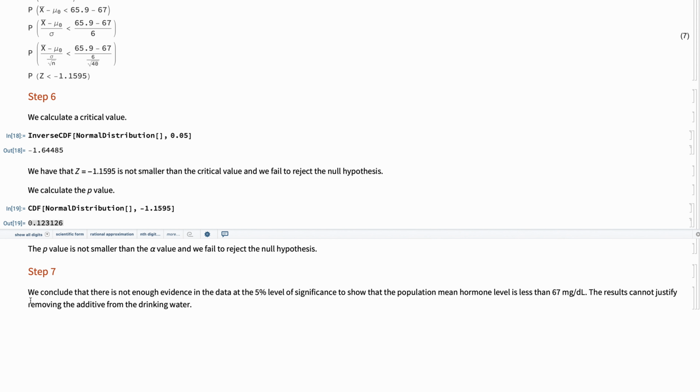So we're going to conclude that there is not enough evidence in the data at the 5% level of significance to show that the population mean hormone level is less than 67. So we start then again with the claim. We don't have enough evidence at the 5% level of significance. We did not find an X bar that would be in that region of rejection. So the results cannot justify removing this additive from the drinking water.